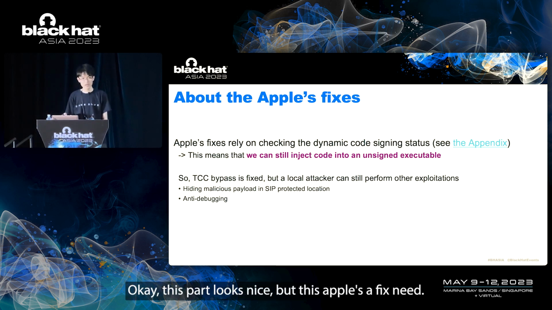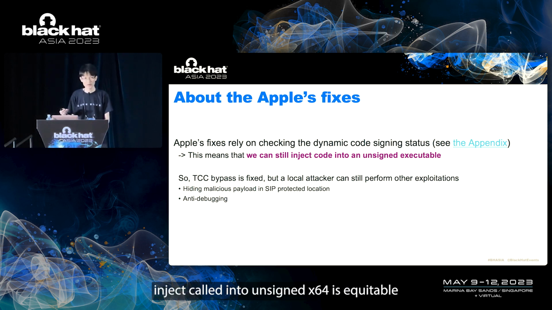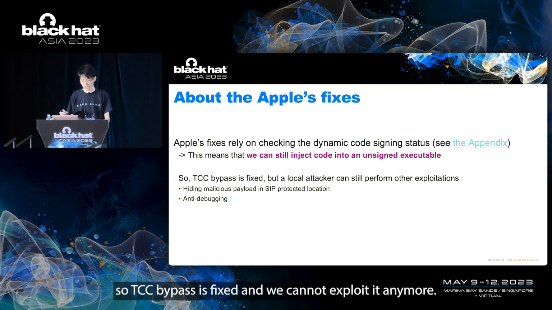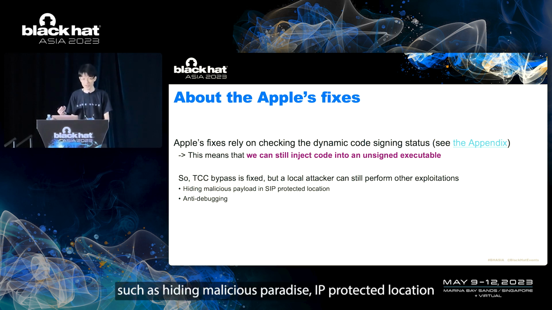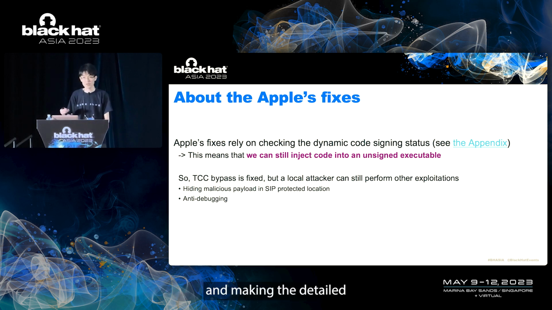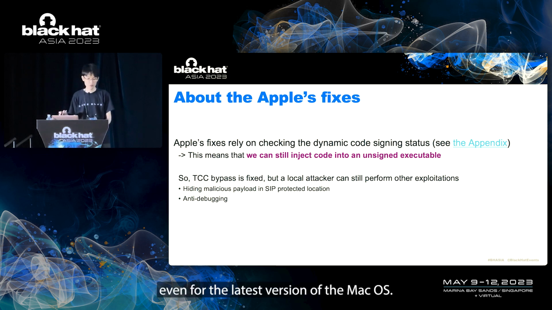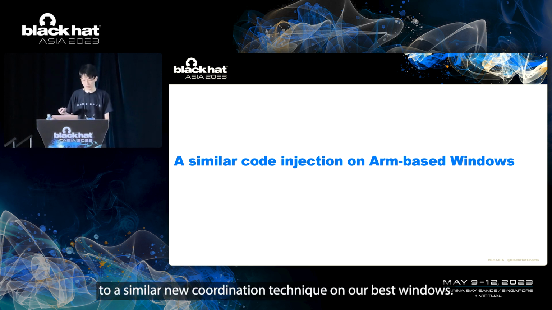Okay, the fix looks nice, but Apple's fix relies on checking the dynamic code signing status. So this means that we can still inject code into unsigned x64 executables. So TCC bypass is fixed and we cannot exploit it anymore, but a local attacker can still perform other exploitations, such as hiding a malicious payload in a SIP-protected location and making detailed dynamic analysis difficult by anti-debugging functionality, even on the latest version of macOS. Okay, so next, let's move on to a similar new code injection technique on ARM-based Windows.